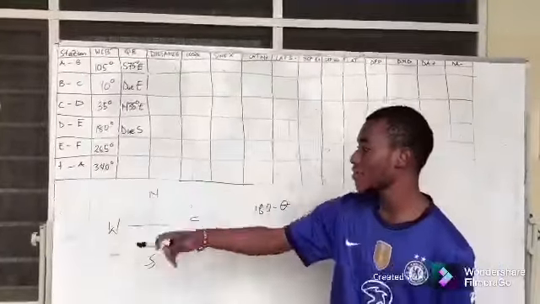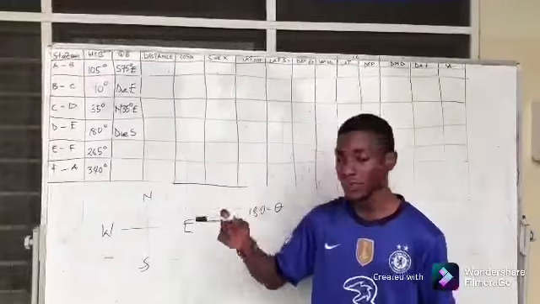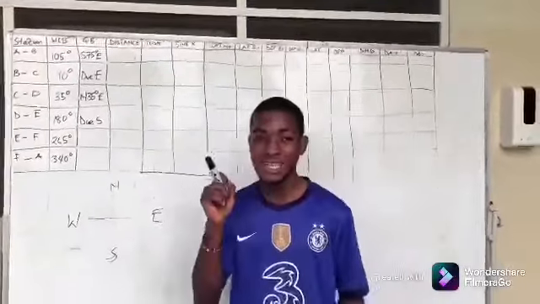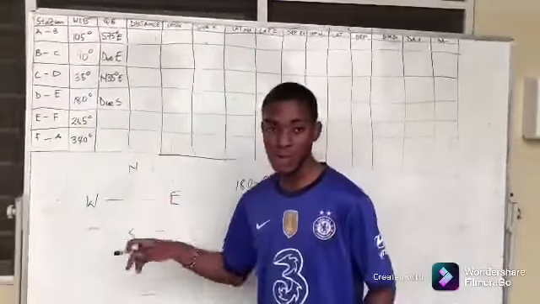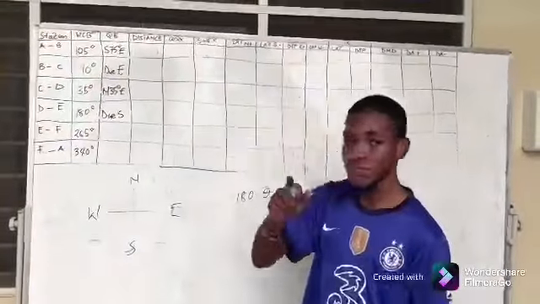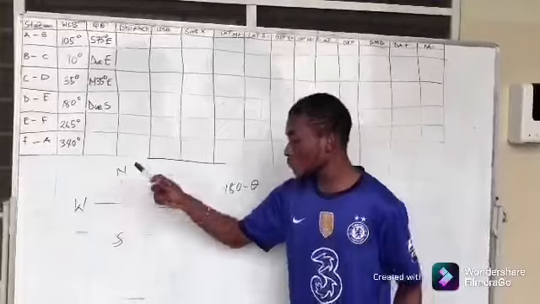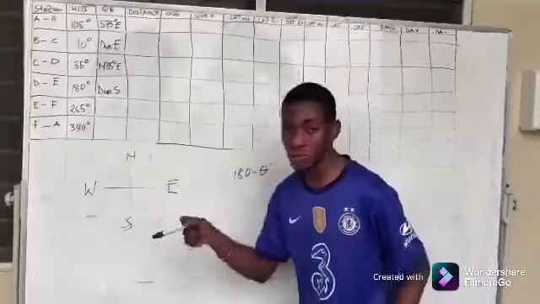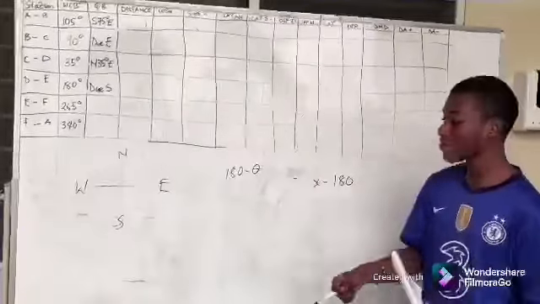And 265 is greater than what? 90, that's the first quadrant. Greater than 180, the second quadrant. But less than 270, at where? The third quadrant. And from our previous video, we talked about 270, which is the third quadrant, and we talked about the formula for the third quadrant, which is what?